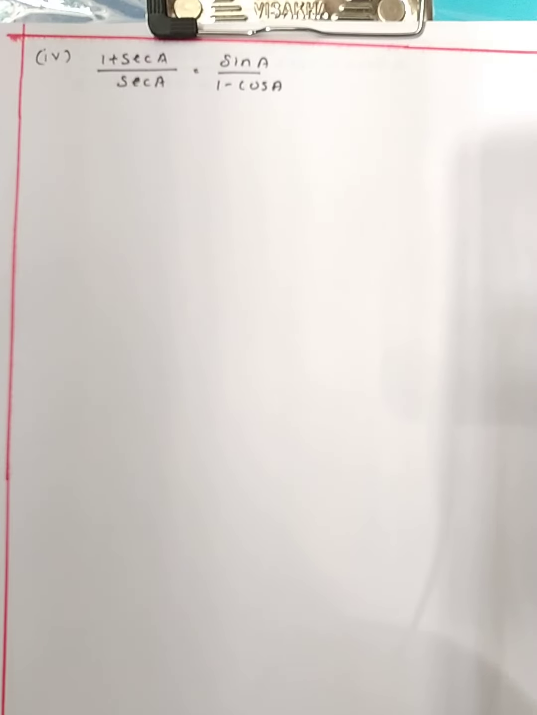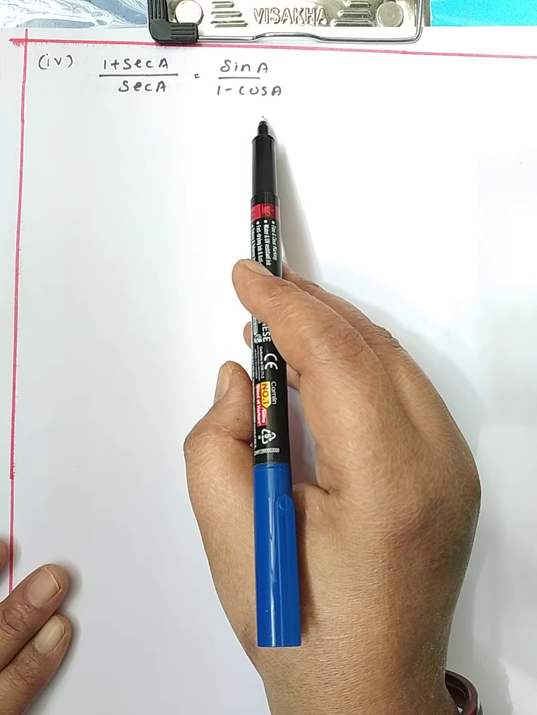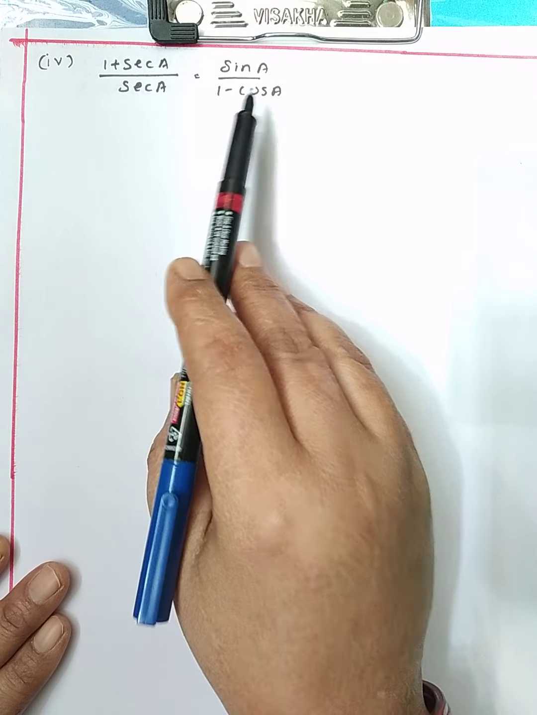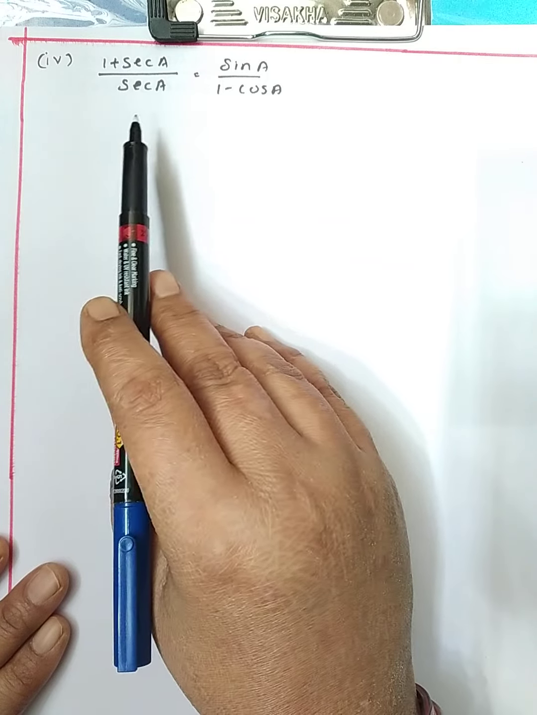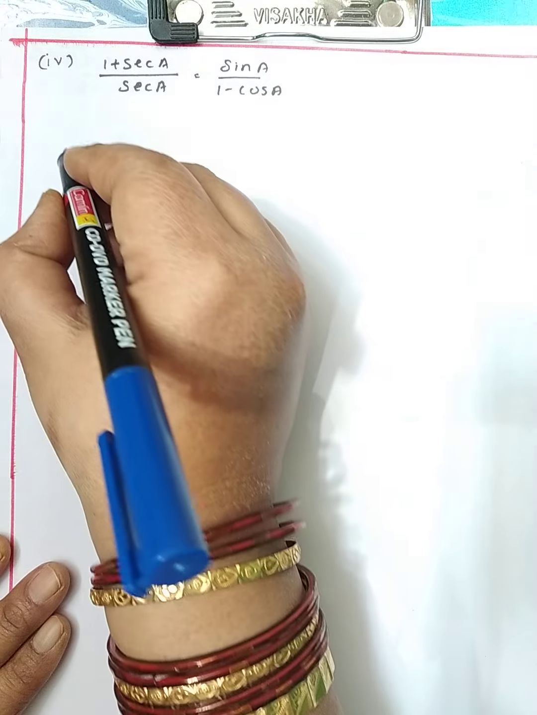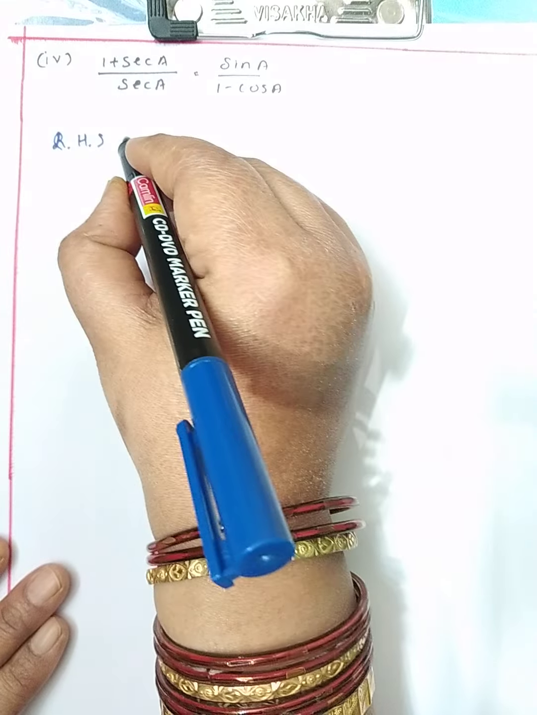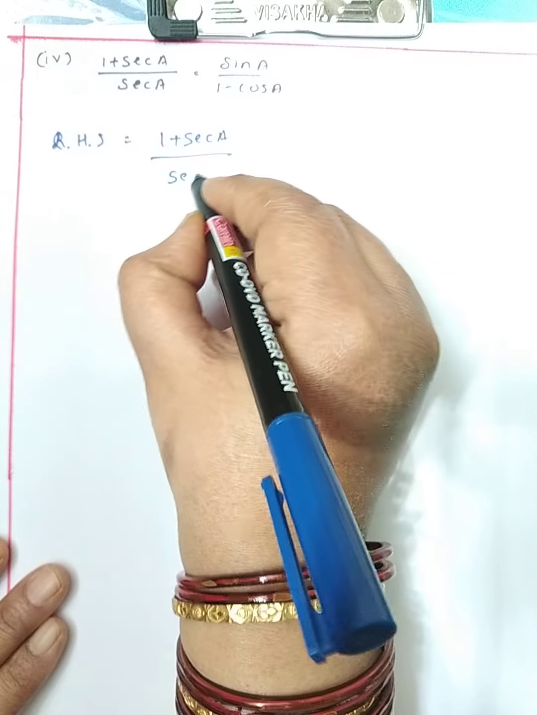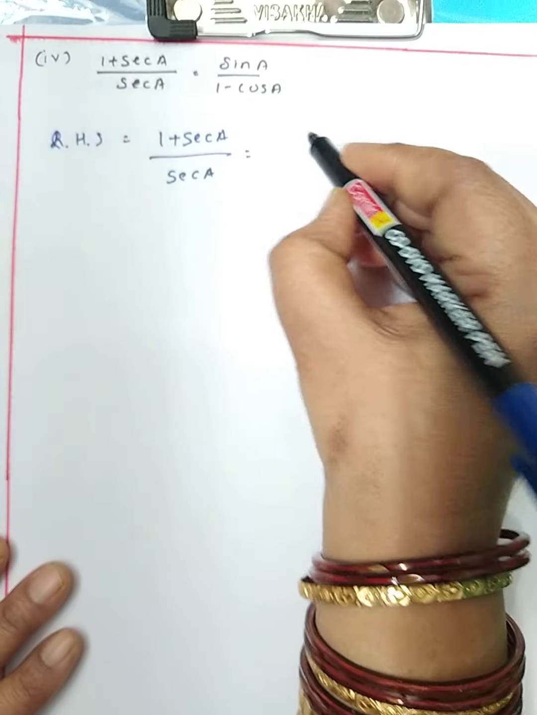Now the next, fourth question is 1 plus sec a upon sec a equal to sin a upon 1 minus cos a. LHS is 1 plus sec a upon sec a, and this is RHS. In the textbook it is given to simplify both RHS and LHS separately. First we will simplify LHS. LHS is 1 plus sec a by sec a. So convert this into cos form.